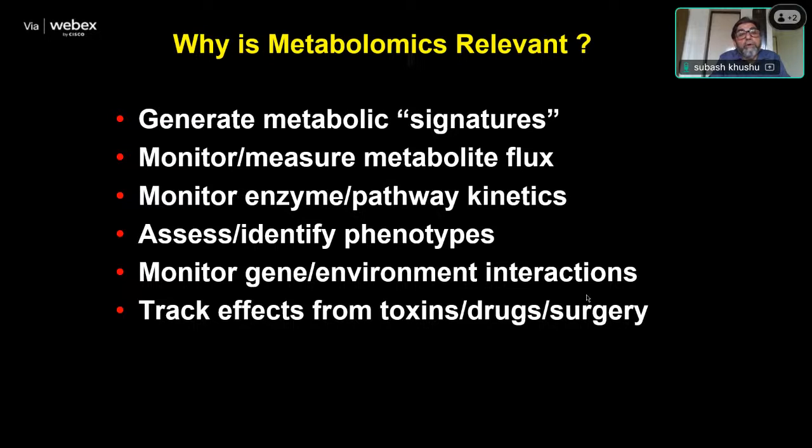So metabolomics is relevant because they can generate metabolic signatures, they can measure metabolic flux, and they can do pathway kinetics, and they can identify phenotypes and monitor gene and environment interactions, and then also track effects from toxins, drugs, and surgery. And if you have any intervention, you can track how the intervention has affected these samples of the living systems.